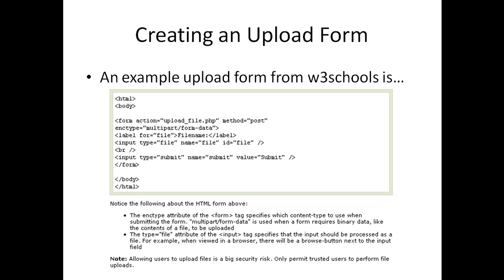The encoding type attribute of the form tag specifies which content type to use when submitting the form. Multipart form data is used when a form requires binary data, like the contents of a file. So there's a tip: in your form tag, you should have enctype equal multipart/form-data, so that it's known that the form is potentially going to be submitting some binary data. The type equal file attribute of the input tag specifies that the input should be processed as a file. For example, when viewed in the browser, there will be a browse button next to the input field.